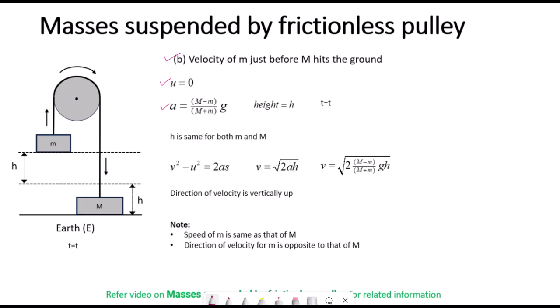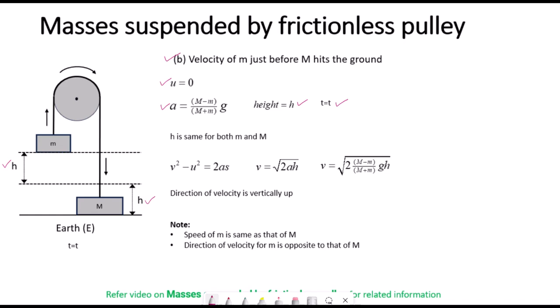And as far as the height is concerned, in time t, the bigger object has gone vertically down by a height h. It has covered a distance or height h. So the same height is also applicable. The smaller object would have moved up the same height h, and therefore height is h. So we are seeing the situation at time t equal to t.